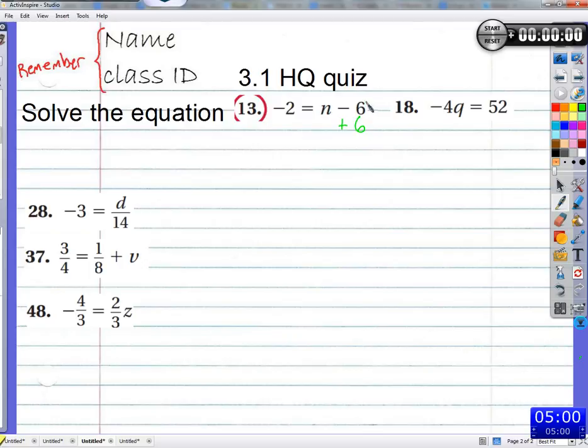Or another way to look at it is negative 6 plus 6 is 0. Now we're adding nothing to n, which is good. We want to know what n is worth when nothing else is added to it. So 4 equals n. We could do all sorts of things, and we could have added 7, and we could have divided by 2, and then, you know, all sorts of different stuff. Wouldn't have made a lot of sense.